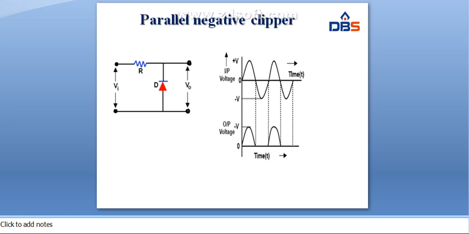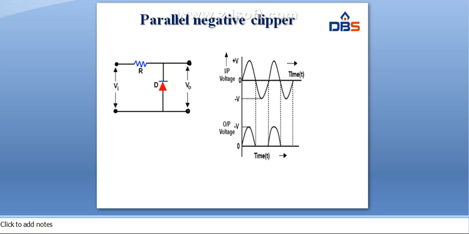Next one is the parallel negative clipper. See the circuit diagram, input and output waveforms of the parallel negative clipper. Here the diode is connected in reverse biased condition.